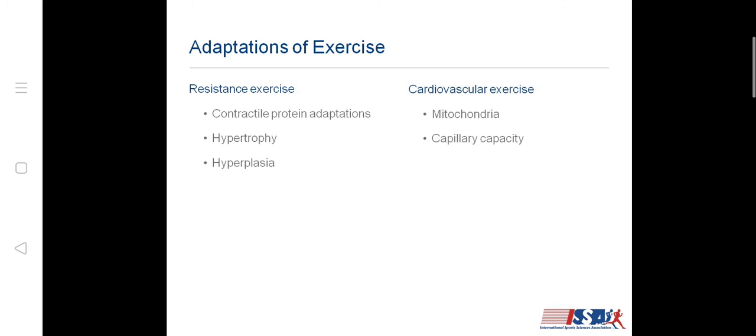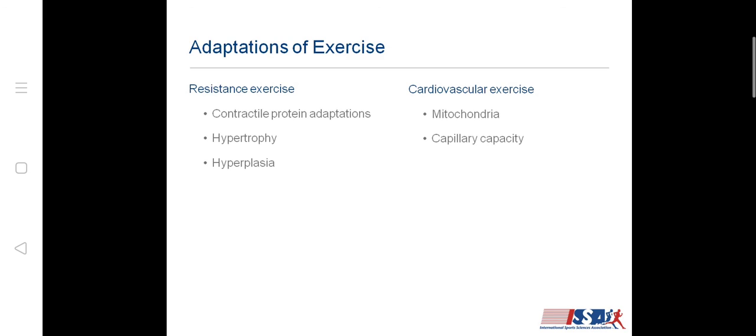Resistance exercise, like strength training, results in contractile protein adaptations, such as muscular hypertrophy. Hypertrophy refers to the increase in size of the muscle fiber and is the accepted cause of muscle size increase. Hyperplasia of the muscle fibers would indicate an increase in the number of muscle fibers and not the size. The idea that hyperplasia may be responsible for muscle size increase is an unresolved topic of scientific debate.